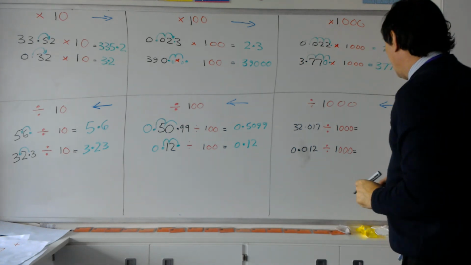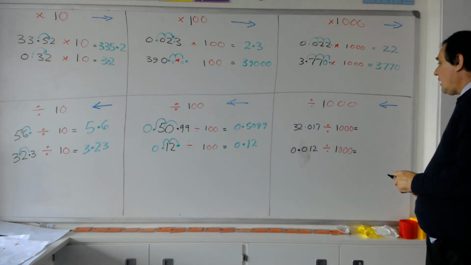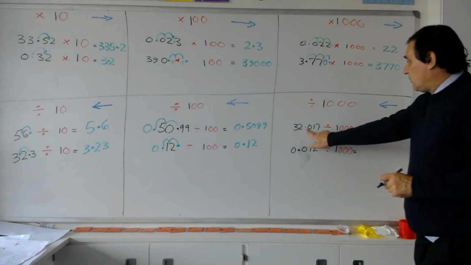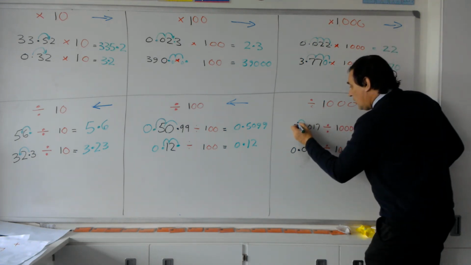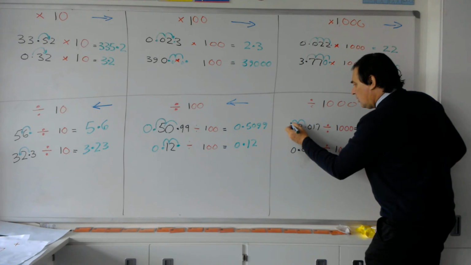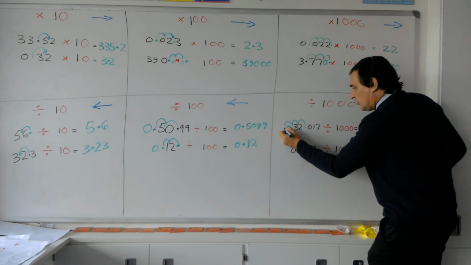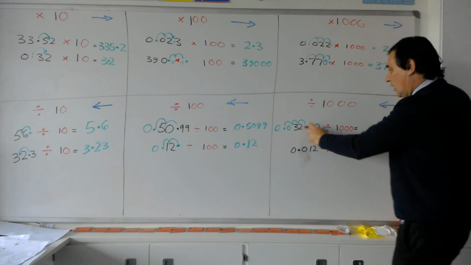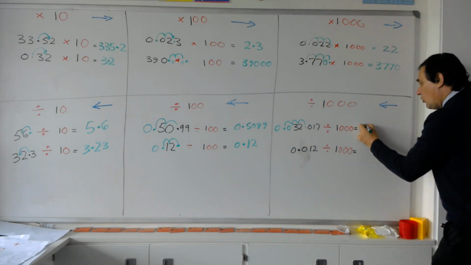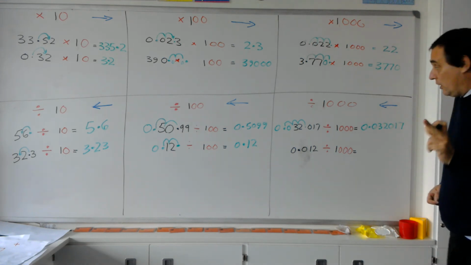Last section. Dividing by 1000. Okay, so here's our decimal point. We've now got to go 3 to the left. So 1, 2, 3. I've got a naught here. My decimal point is actually here, so I've got another place there, and I'm going to put a naught before there. So I've actually got an extra naught in the whole thing. So the answer is going to be 0.032017.